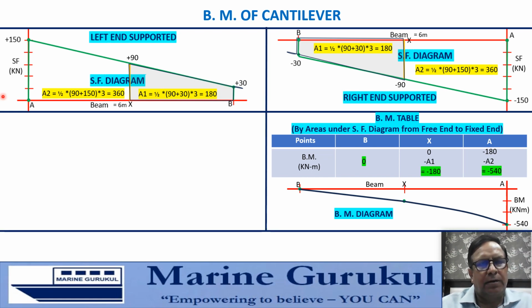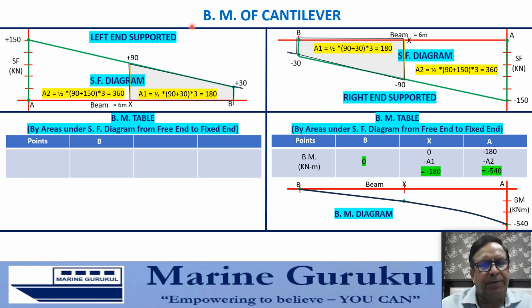We have the end A supported, end B free, and here on the left side is the SF diagram for the left end supported cantilever. We shall make the table again for 3 points, preferably from free end to fixed end. So we make the table from first B, then X and then A. Bending moment will be in kilonewton meter. And now from B we'll be going to X, from X to A. So we are going from right to left. When you're going from right to left, positive SF will result in negative BM.